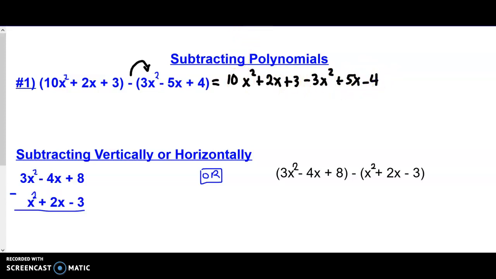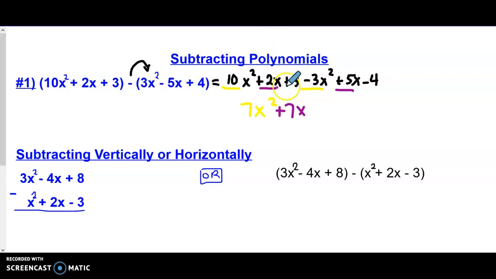Now you move on and you add like terms. So like terms, add or subtract depending on the sign. 10 minus 3 is 7 of that. I have 2x plus 5x plus 7x. So now you don't have to worry about the negative in the middle. You already took care of that.